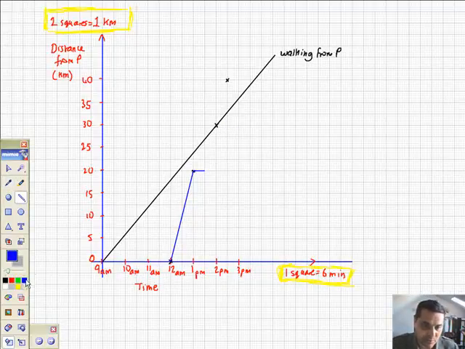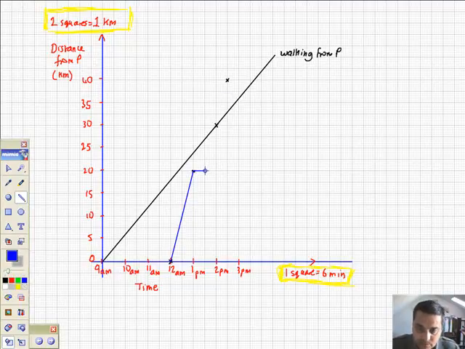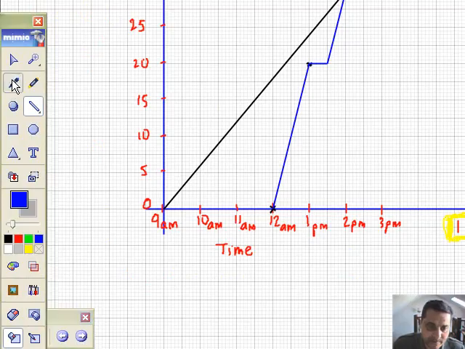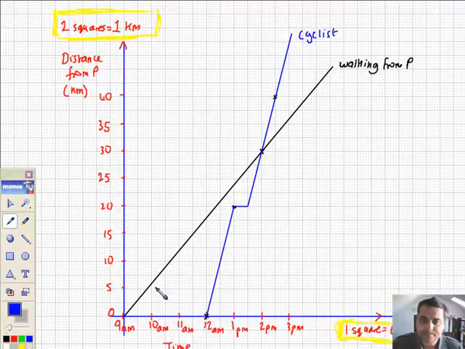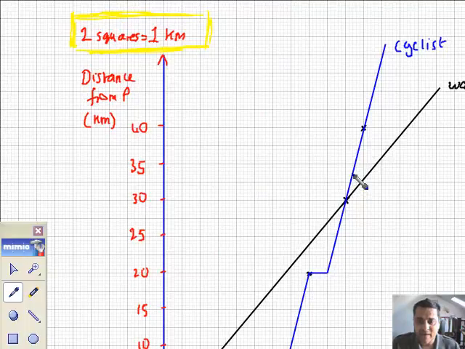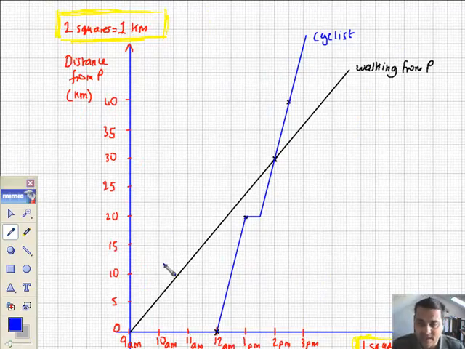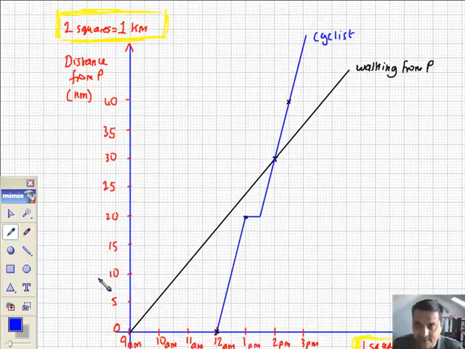And I think her coding is blue. Yes, so she stopped for half an hour, then carried on cycling up there, and there it is. Alright, so I think that's the end of her story, and this is the cyclist, and I'll do that in blue. Starts at midday, goes 20 kilometers for the hour, stops for half an hour, then carries on going at 20 kilometers per hour. Again, it doesn't matter when she ends, we're just going a certain distance from P, but clearly she has overtaken the walker. Sorry, the cyclist has overtaken the walker.